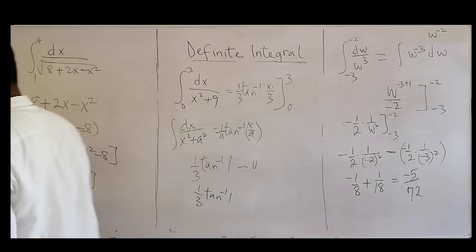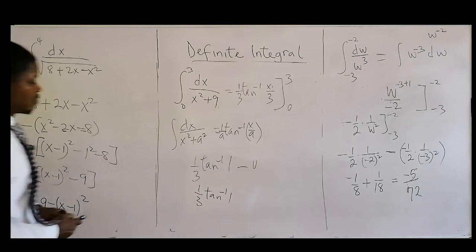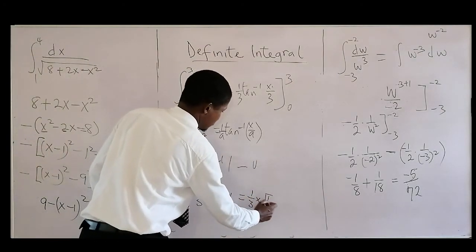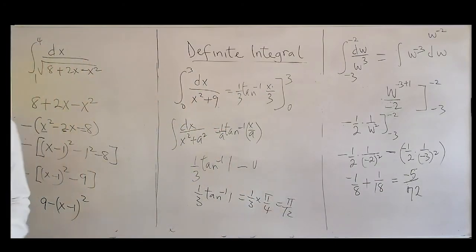So we can check the value for arctan 1. Arctan 1 is pi over 4. So that will be equal to what? 1 over 3 times pi over 4. And that's pi over 12. So that's that on definite integrals.